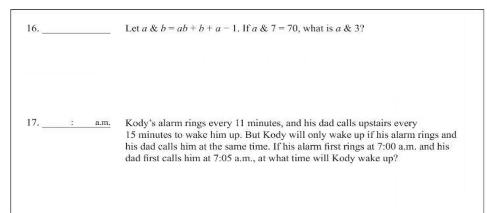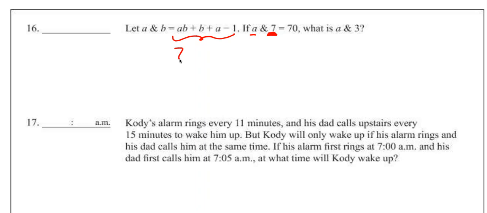All right. Let A and B equal A times B plus A minus 1. And if A and 7 is 70, what is A and 3? All right, so we need to figure out what A is, right? So I know that the B value is 7, because A comes first, then the and symbol, then the 7. So I'm going to rewrite this whole expression, but instead of b, I'm going to write 7.